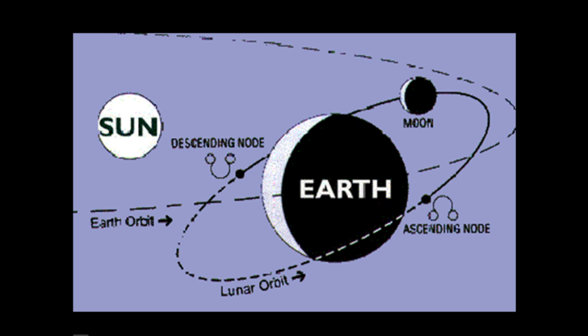So the orbital motion results in the changing lunar phases. Again, something you learned when we studied the moon phases, but it's just worth mentioning again.